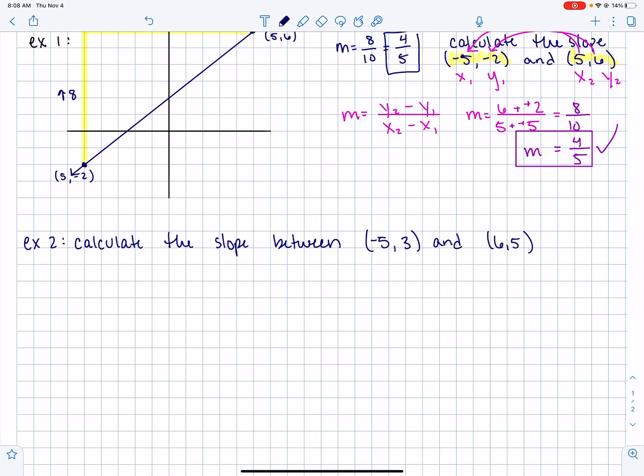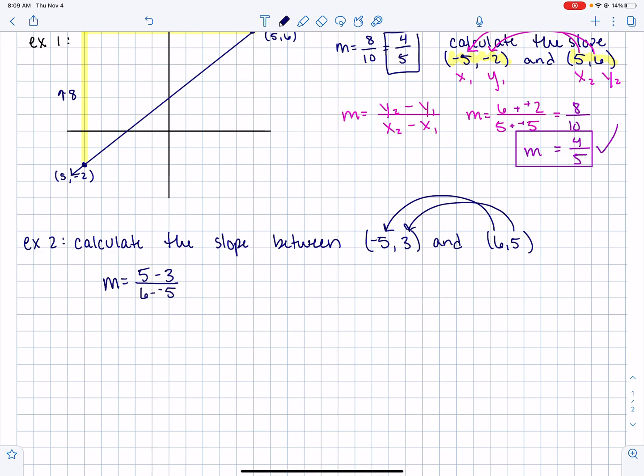So once again, it's always a good idea to define what's going to be your x1 and your y1. You can take whichever order you want, but you have to make sure that you go in the same order. So I'm going to go 5 minus 3, and I encourage you to draw arrows to remind yourself which order you went in. So 5 minus 3. And then I'm going to go 6 minus -5.